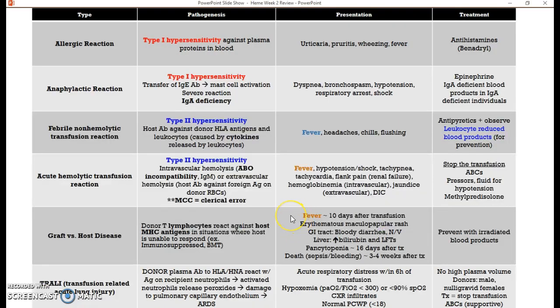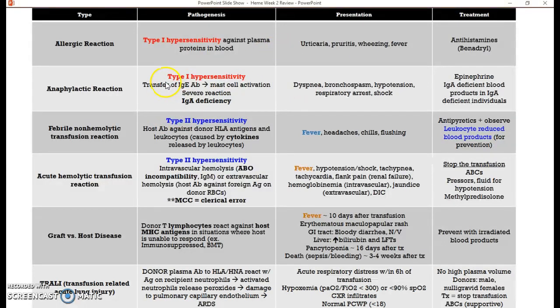So here's a table of all the reactions. I'll touch briefly on a few of these. I don't want to read it for you. Make sure you understand these presentations, which is what I'm mostly going to go through. Allergic reactions are very common. They're not super dangerous. They don't prevent you from giving more products. Just make sure you give them Benadryl and maybe steroids if they're having this.